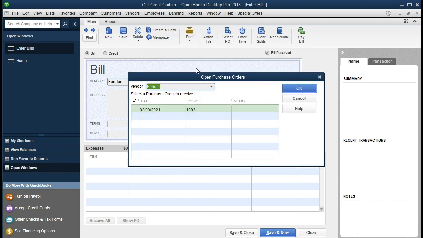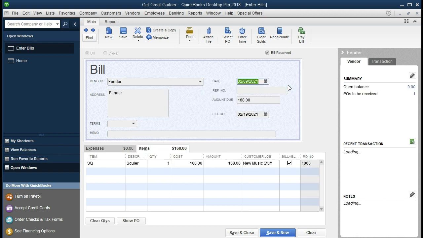Then we need to select the purchase order, that one being this 1003. Once we select OK, it should then populate the bill. So there we have this, and so we've got Fender, the bill, and we have the information down here being populated from the purchase order. I'm going to go back up to the top, and we're going to tab through this information.